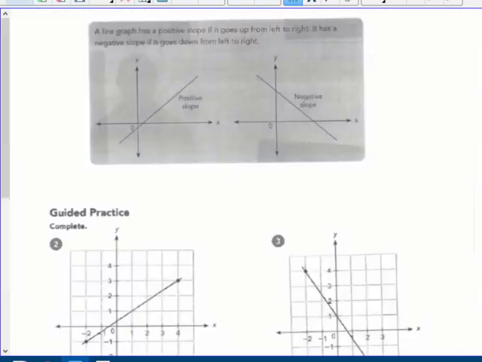A line graph has a positive slope if it goes up from left to right. Up from left to right. That's a positive slope. It's going up the graph paper. It has a negative slope if it goes down from left to right. So that's a negative slope.